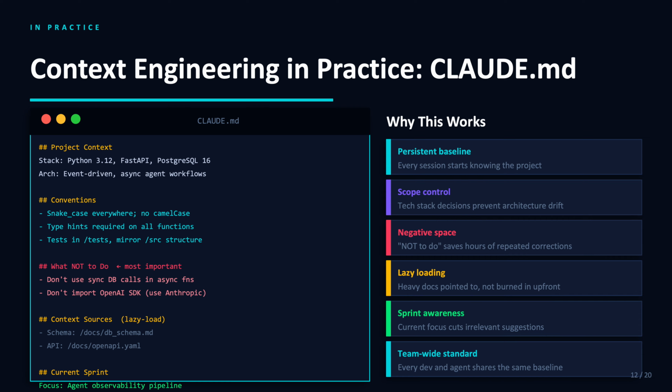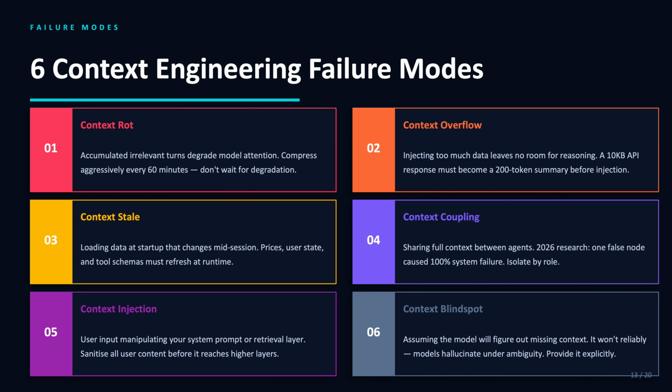The 6 reasons on the right are why this works. Every session starts with the same baseline. Architectural decisions prevent drift. Negative space stops repeated mistakes. Lazy loading keeps the system prompt lean. Sprint awareness focuses suggestions. And every developer and every agent on your team gets identical context. This takes 30 minutes to set up. The ROI starts immediately.